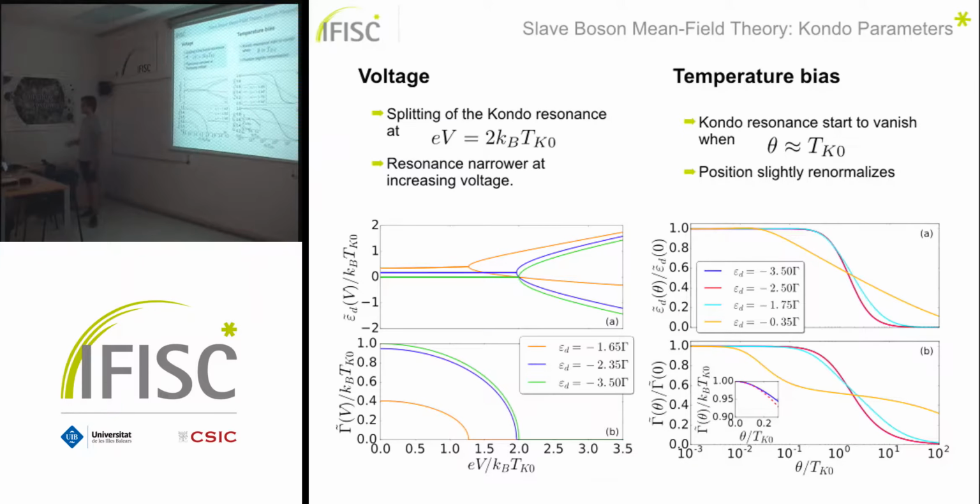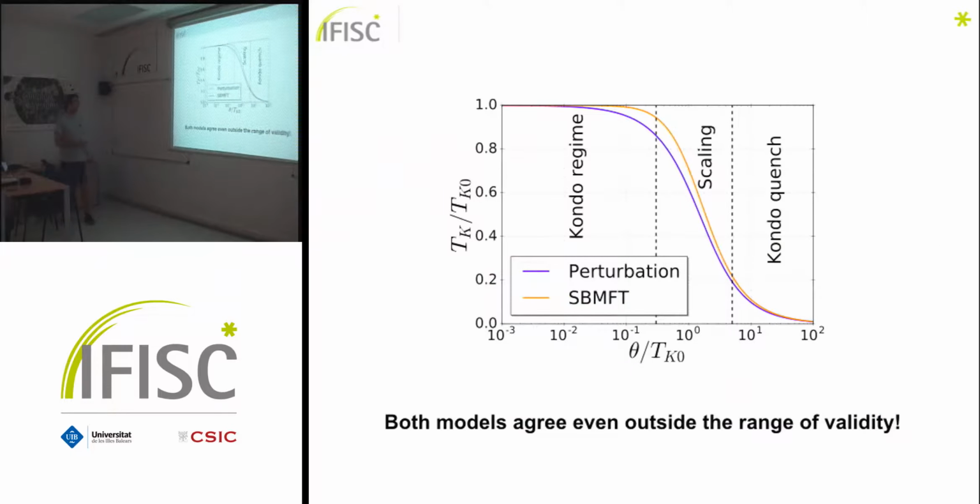This is practically the same as the perturbation theory we did before. So both models more or less agree, even outside the range of validity of these two models. So we can be more or less sure about this system.